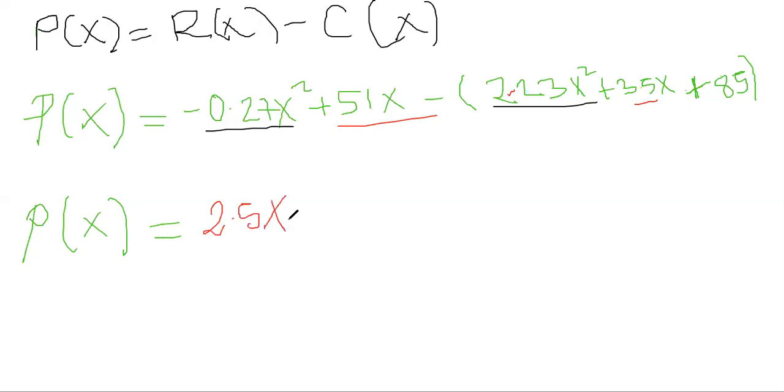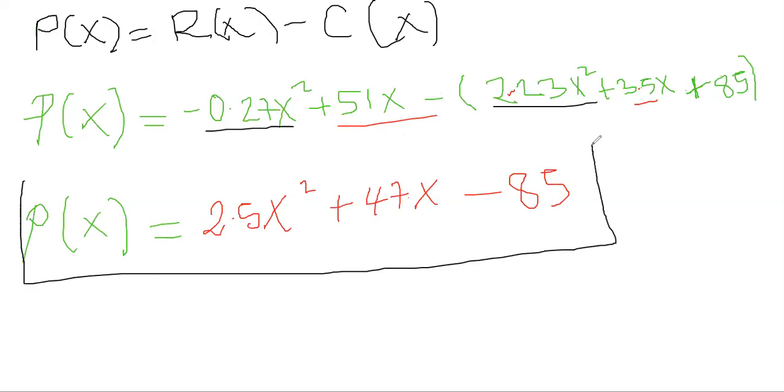2.5x raised to the power of 2 plus 47. So 51x minus 3.5x will give us 47.5x minus 85. So at the end of the day, we have our profit function as well. So this should be minus 2.5x squared plus 47.5x minus 85. So we have our profit function.